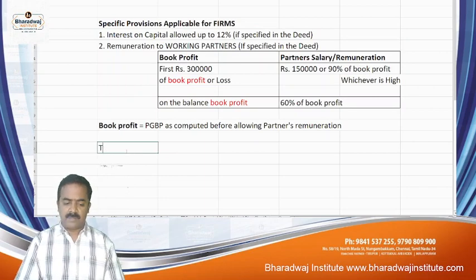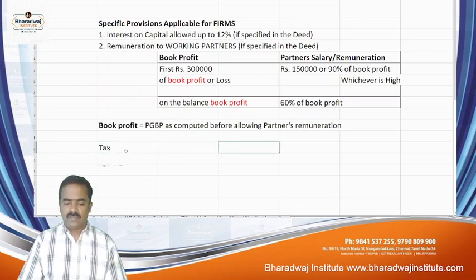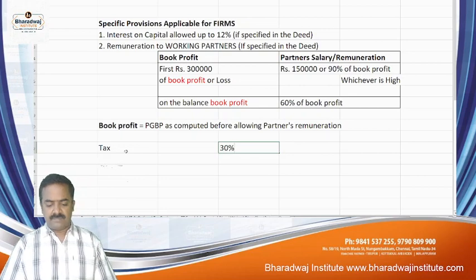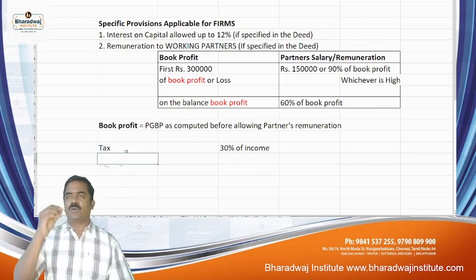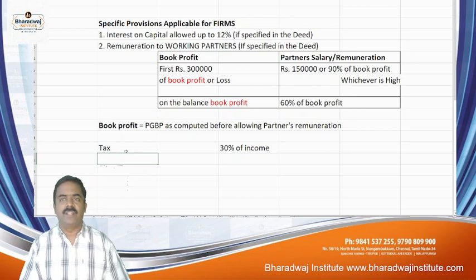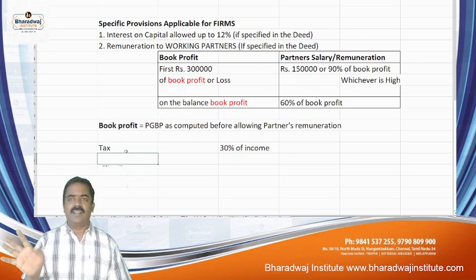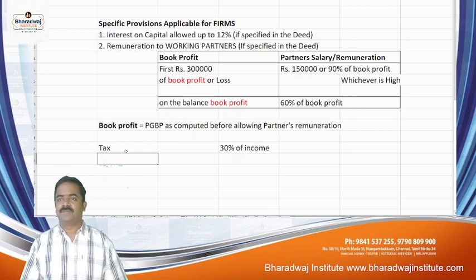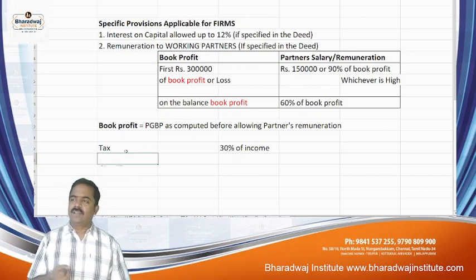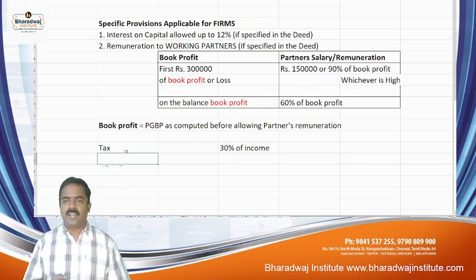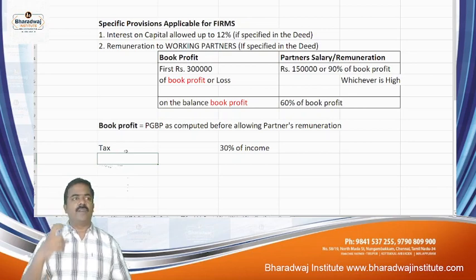Tax is very, very simple. 30% of income, taxable income. Very simple. You work out all the heads of income for a partnership firm. Salary income is not possible. House property income is possible. Then PGBB is possible. A partnership can also have capital gains and income from other sources. Add up, you will get gross total income.